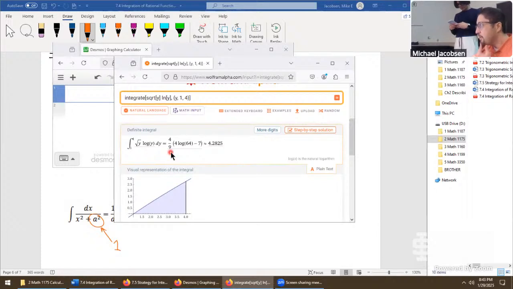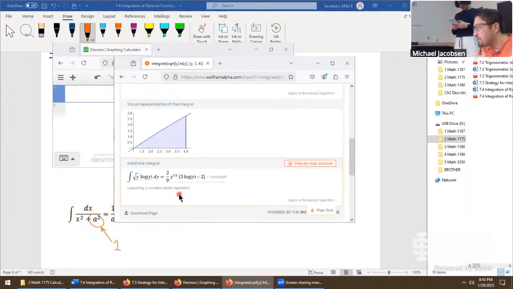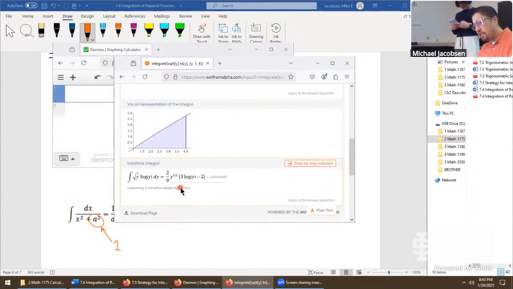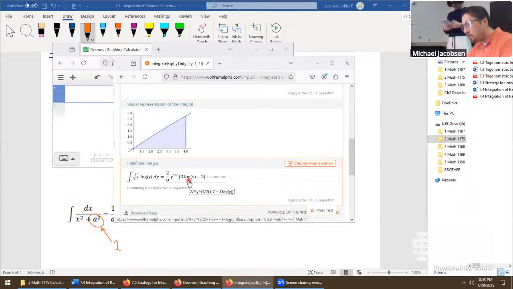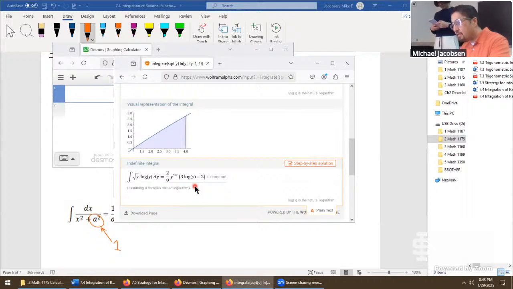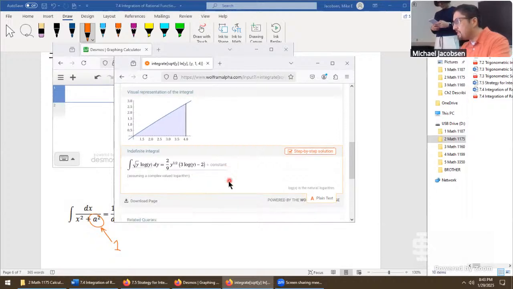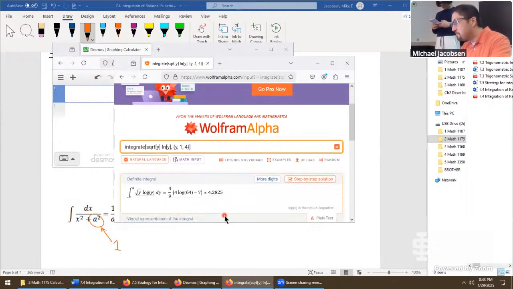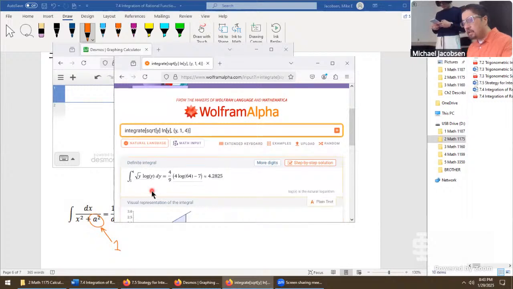So it says this should come out as, let's see, what they give us. For the antiderivative, we've got 2/3 y to 3/2, 3 log y, minus 2 plus a constant. Assuming a complex value logarithm, interesting. And they're saying that this should be approximately equal to about 4.2825 on theirs. Yep. Is that what you're evaluating too? Mhm. Gotcha. So I think I did do it wrong then.